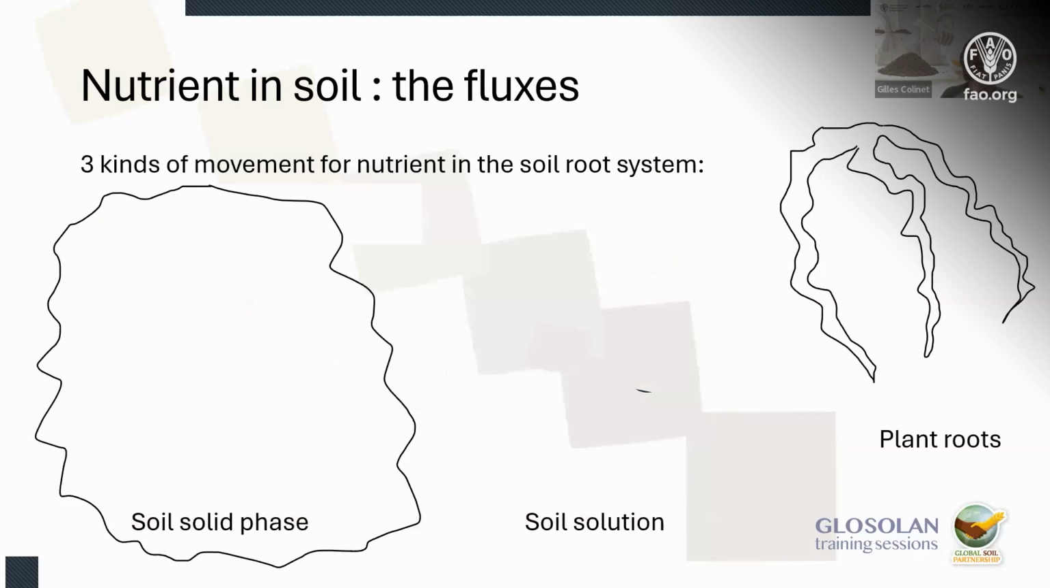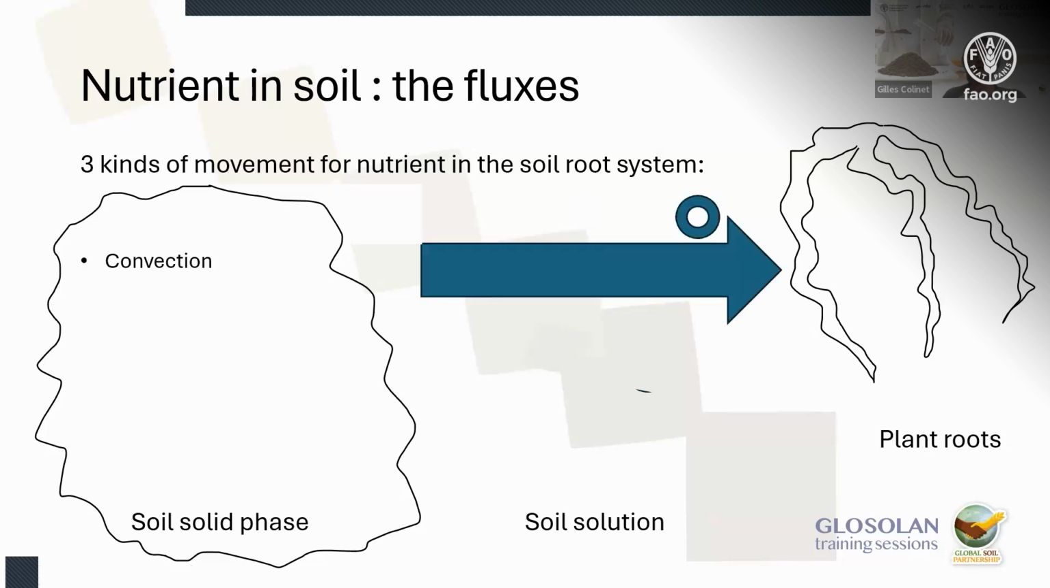Regarding the fluxes of nutrients in the soil, as for the metals, there are three kinds of movements in the soil system. You have the solid phase, the plant roots, and the intermediate between the two, the soil solution. First, you have convection processes. It means that the water is taken up by the roots and the elements follow the flow by convection. The other one is diffusion.